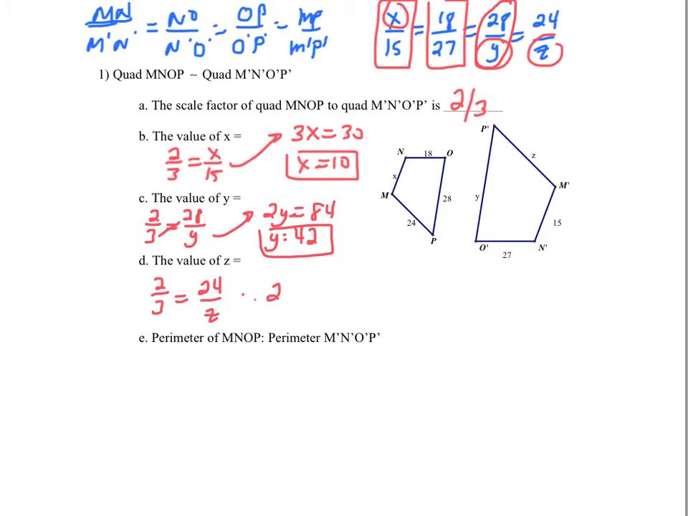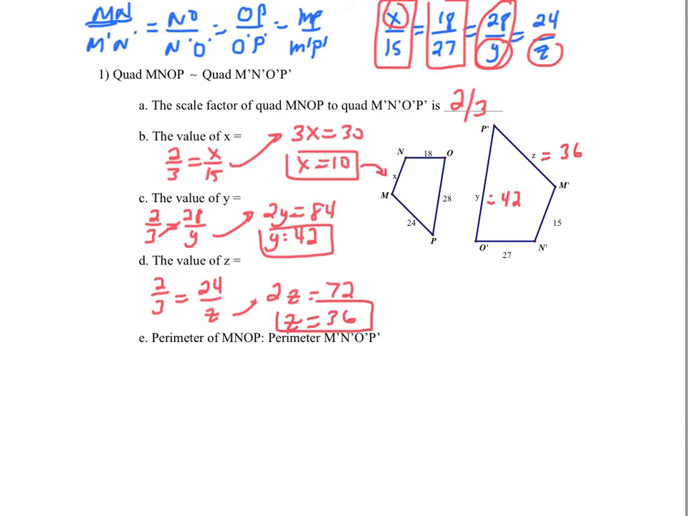So I just erase that little equal sign. We end up with 2z is equal to 72. Then take and divide by 2, we get z is equal to 36. So I'm just going to take a second and put those numbers in here. So this is 36, we found y to be 42, and we found x to be 10. I'll just put an arrow there.